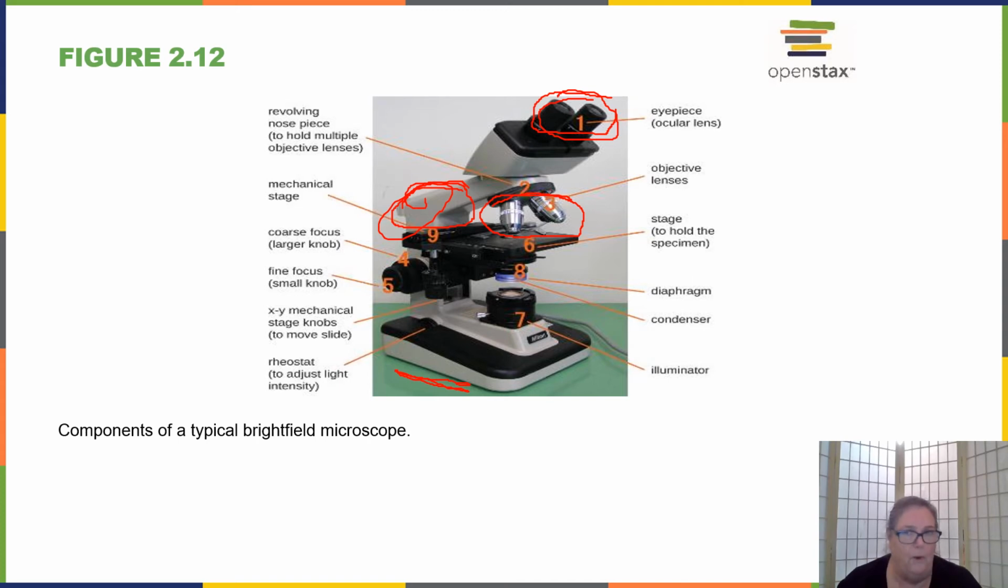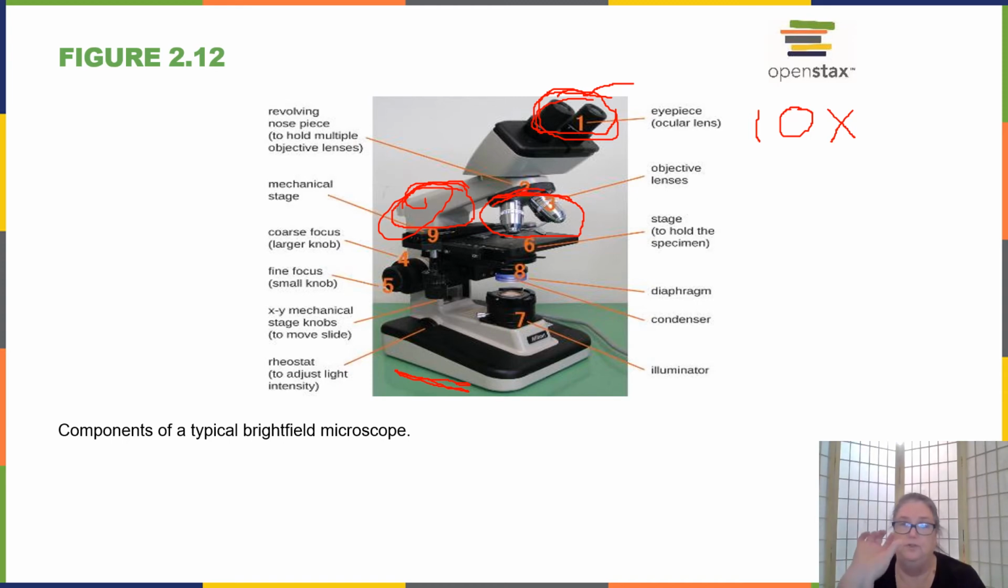Often, but not always, the eyepiece is going to be 10 times. And sometimes these eyepieces will lift out. Usually in a classroom microscope they will not, but in a research microscope, or something you find in a lab, you can often lift those out and put in a different magnification. But 10 is common. And then you have the objective lenses, and this is a revolving nose piece that spins around.